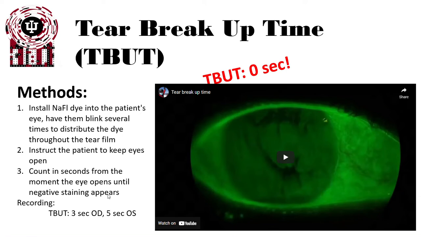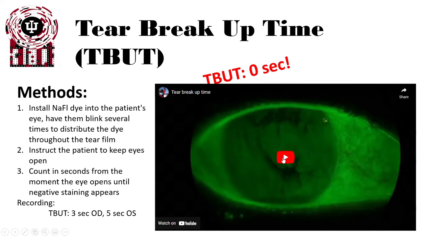You might ask, how do we perform a tear breakup time? Essentially, the method is instilling sodium fluorescein dye, almost always with a strip, into the patient's eye. Have them blink several times to distribute the dye throughout the film. The reason why we want to use a dry strip as opposed to liquid is we don't want to alter the tear film too much with whatever chemicals are in the actual liquid fluorescein. We then instruct the patient to keep their eyes open. Once that eye opens, we count in seconds from the moment the eye opens until the negative staining appears. We then record this as tear breakup time, or TBUT. TBUT, 3 seconds OD, 5 seconds OS.